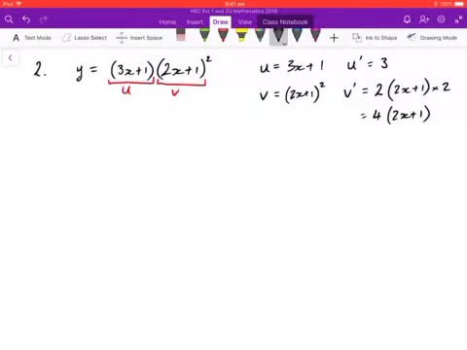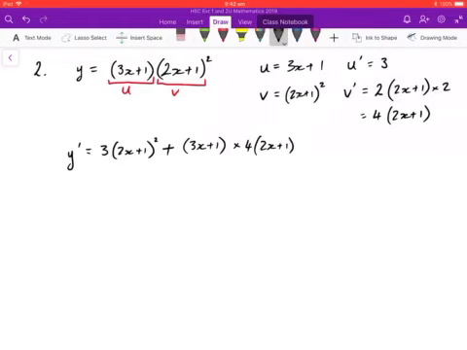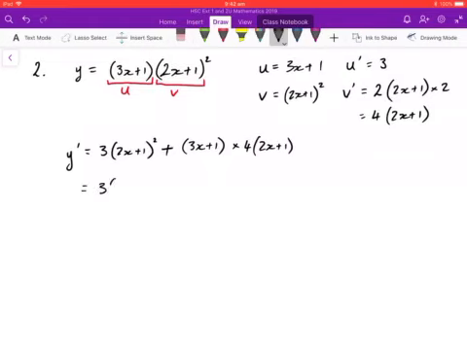Okay, so we've got all the bits that we need for the formula to work. So if I do y dash, so it's vu dash. So, well, u dash is 3, v is (2x plus 1) all squared. So it's going to be 3(2x plus 1) all squared. So that's my vu dash plus uv dash. So (3x plus 1), the function u, that one of the products function, times the derivative of the second, which is times 4(2x plus 1). Now that's equal to 3 outside of (2x plus 1) all squared plus 4, I'll just put the 4 at the front, (3x plus 1)(2x plus 1).